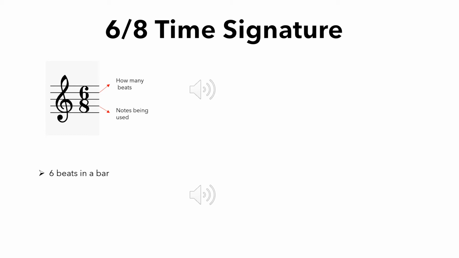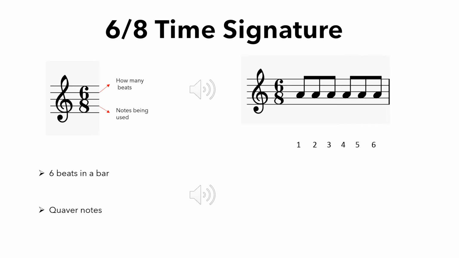We're now going to look at 6-8. The top number is how many beats are in a bar, and the bottom number is the type of notes they want us to use. Our top number is 6, which means there'll be 6 beats in a bar. Our bottom number is 8, which means they want us to use quaver notes. So we need 6 quaver notes in a bar. This is what it looks like. We've put our numbers 1 to 6 so we can count along, as there are 6 beats. This is what it sounds like.